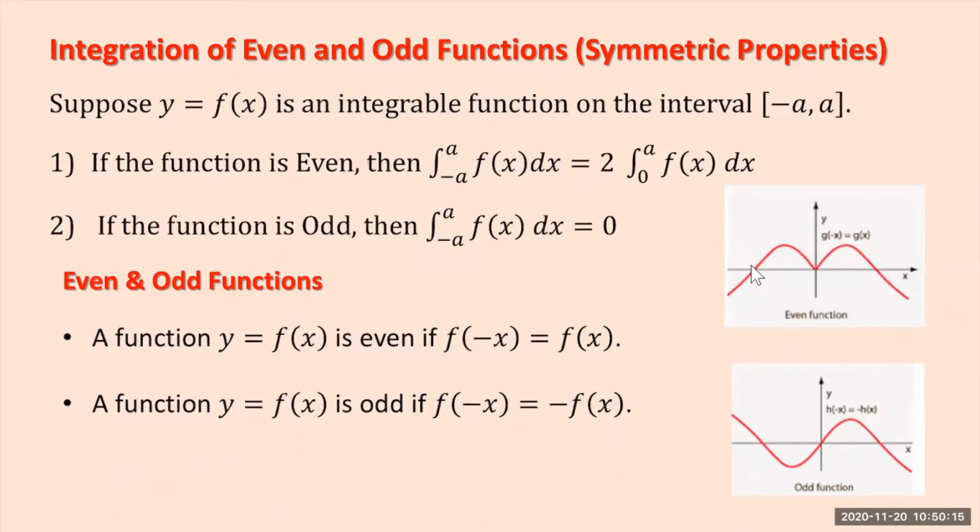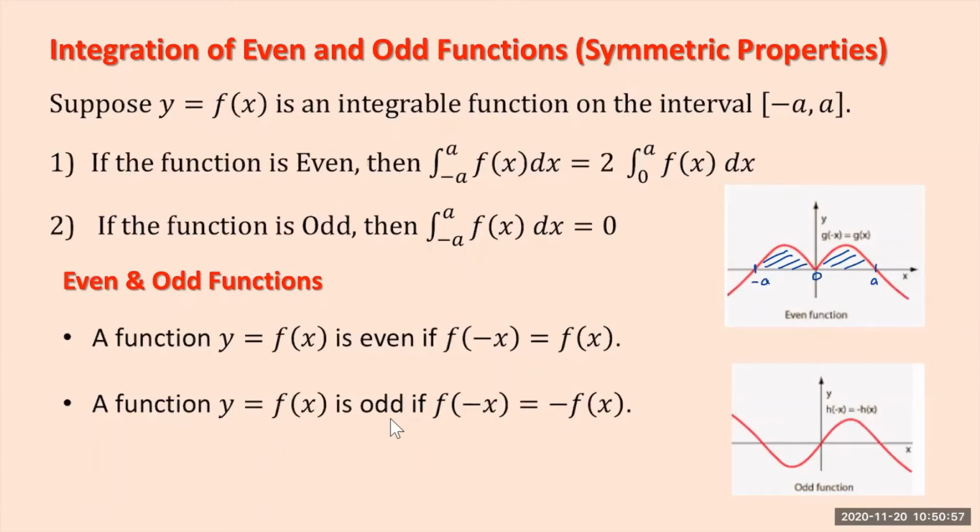That means if we go from negative a up to positive a, and if we want to integrate this, then what we are doing is we are getting this area on the left of the y-axis and area on the right of the y-axis. And we can clearly see these two areas are equal. So instead of integrating from negative a up to a, we can integrate from 0 up to a and double that. So that's why for the even function, integration from negative a up to a of f of x dx is 2 times the integration from 0 through a of f of x dx.